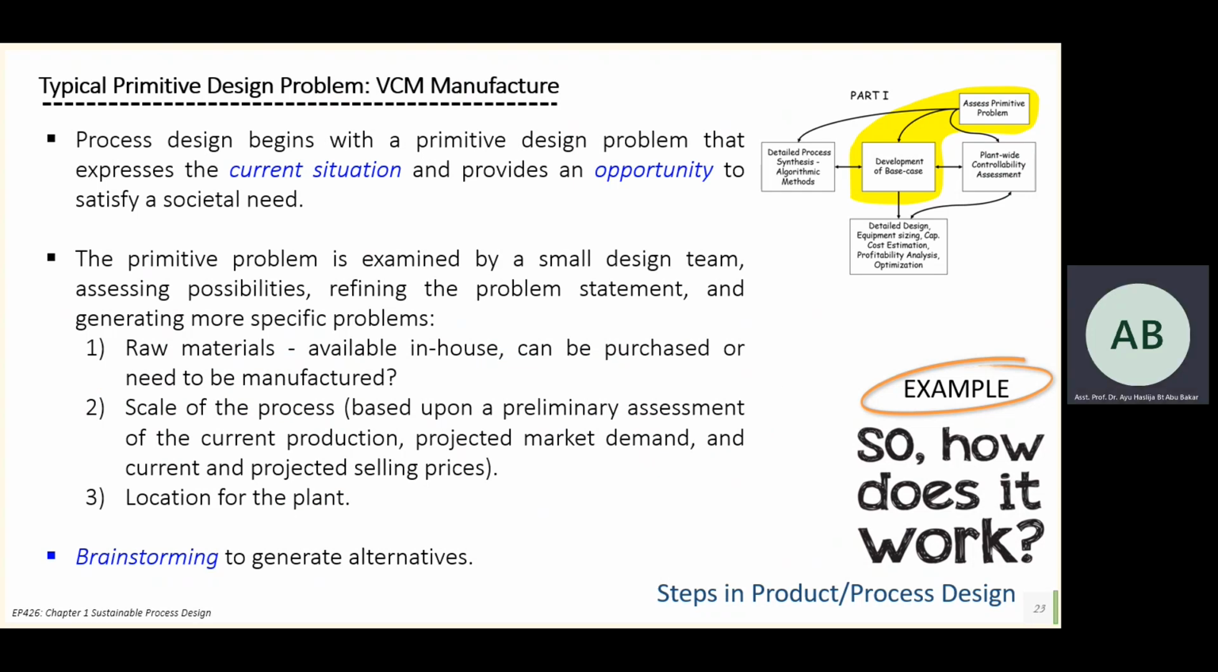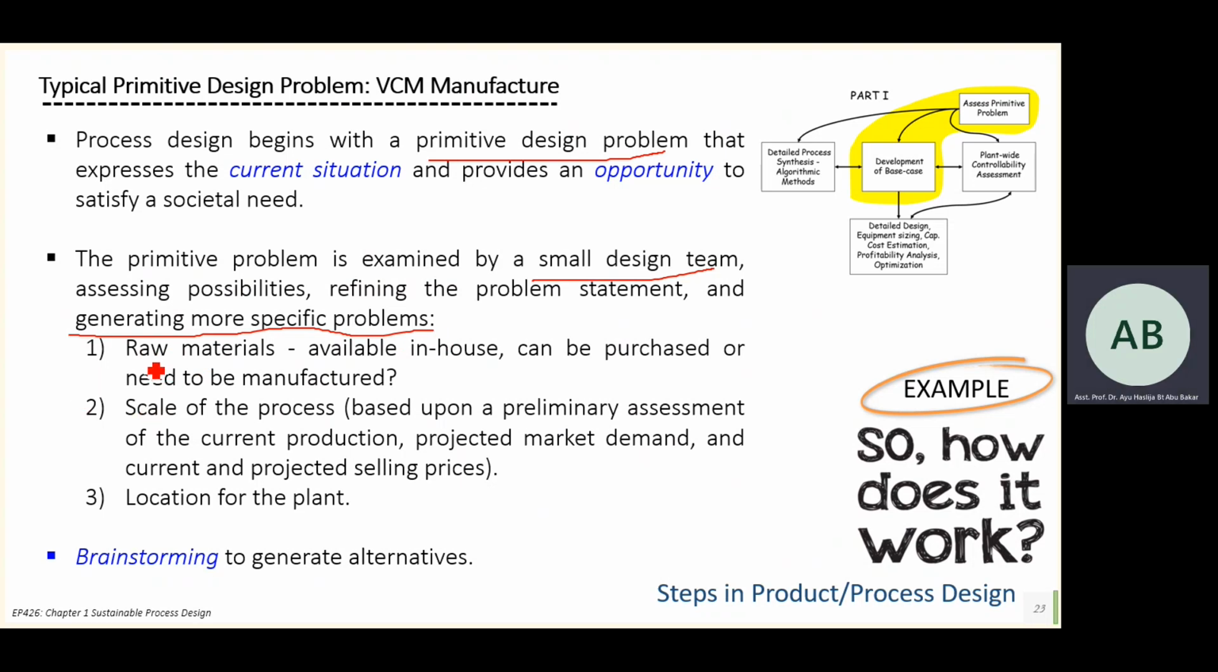Now the process design begins with a primitive design problem. We need to identify what the problems are if they want to increase to 800 million pounds production. Usually it will be examined by a small design team. A design team will be assigned to do this. Then they will try to generate more specific problems.